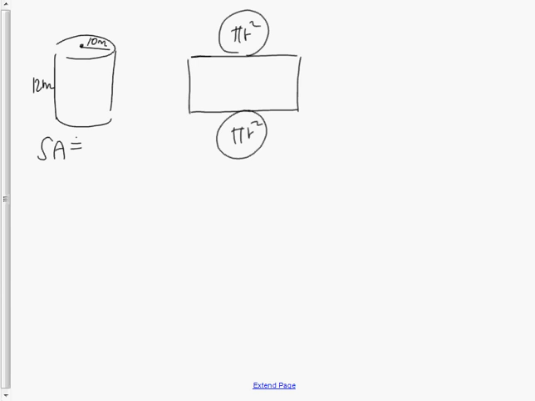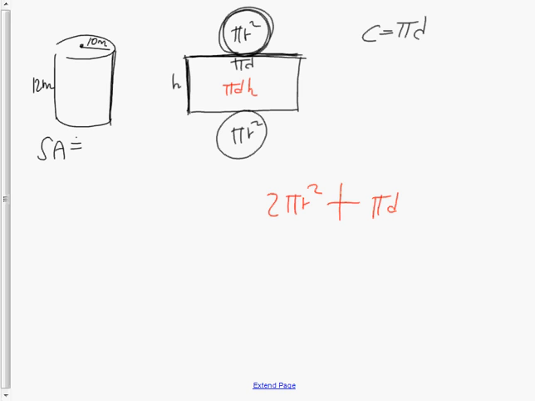And what we learned was this distance here, the length of that rectangle, is the exact same measurement as the circumference of the circle. So therefore, circumference is equal to pi d. So this length is really the circumference, or is really pi d. And this measurement here is really the same measurement as this measurement here, which makes it the height. So the formula for that rectangle would actually be pi d times h. So when I put all this together, I have 2 circles, which would be 2 pi r squareds, and I have a pi dh, which would be the area of that rectangle.